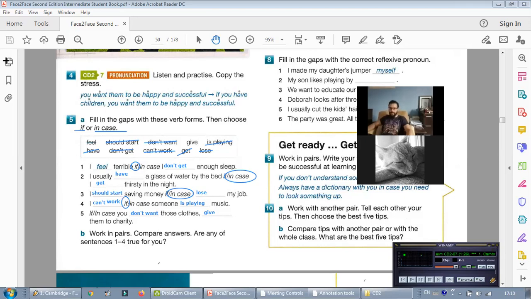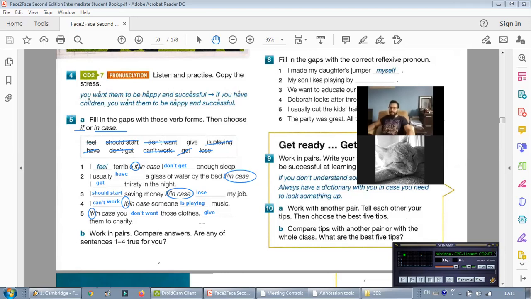Number 5. If you don't want these clothes, give them to charity. Okay. All right, so all of these are correct, right? I think this is a nice exercise which shows us the difference between if and in case.